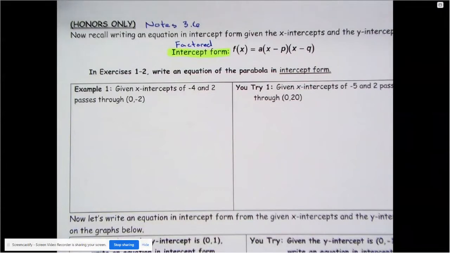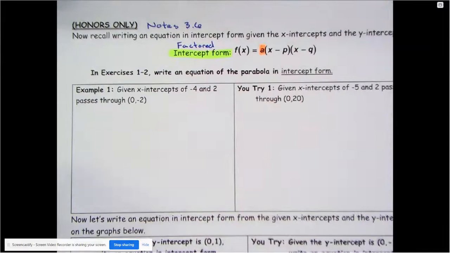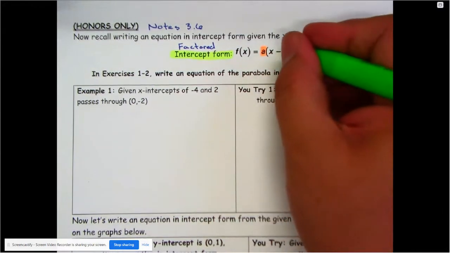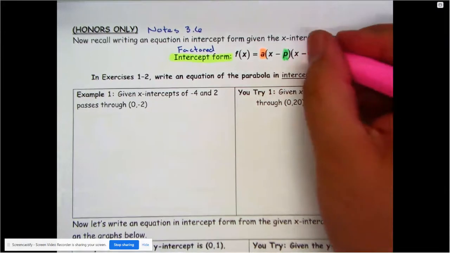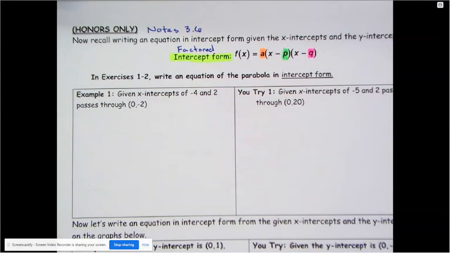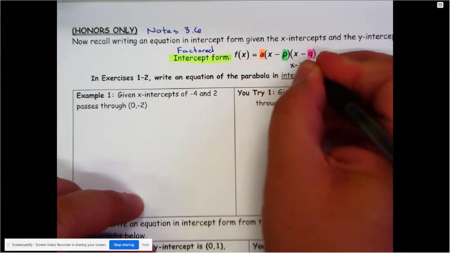When we're looking at intercept form, though, we're going to be plugging in for three values. First of all, it's the a value that determines whether our polynomial is opening up or opening down, especially for a quadratic. And then, of course, we're going to be filling out two spots. We have the letter P, which represents an x-intercept, and then our letter Q, which also represents yet another x-intercept. Notice how the minus sign needs to be there. So yes, your P and your Q are your x-intercepts.